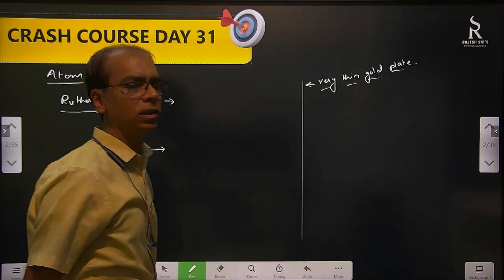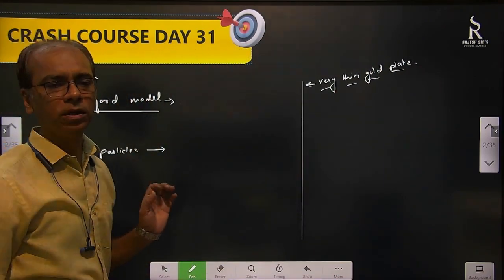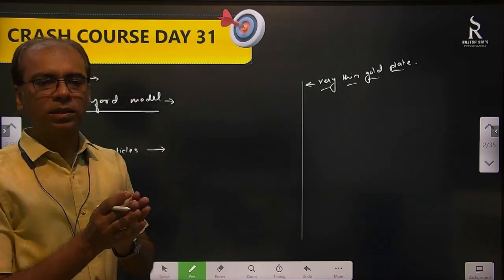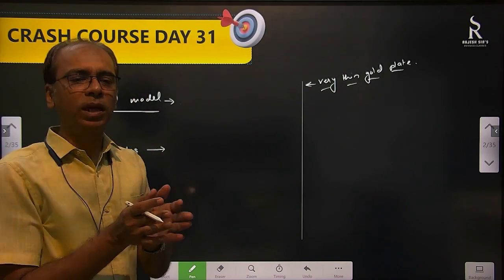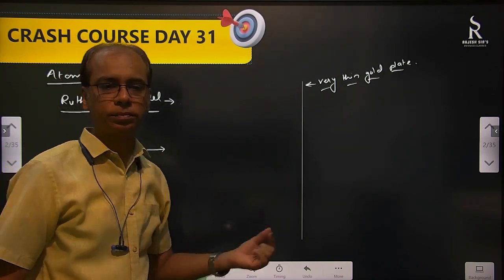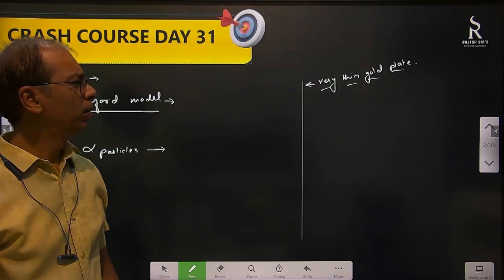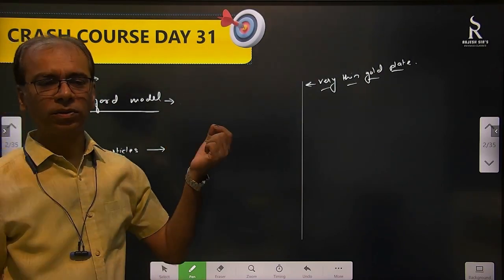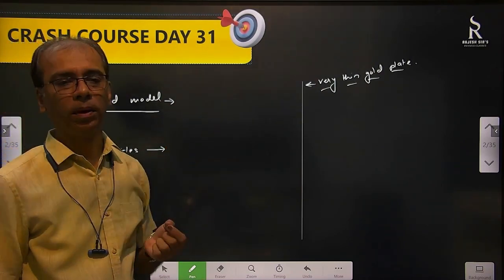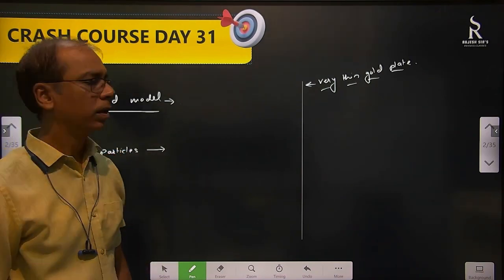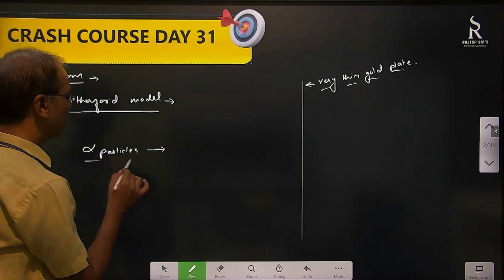What is the meaning of very thin gold plate? So that thickness is very less. That means it's continuous; there should not be too many atoms one behind the other. How thin? 10 to the power minus 3 mm or 10 to the power minus 4 mm. Like that thin gold plate, and alpha particles he bombarded from here.